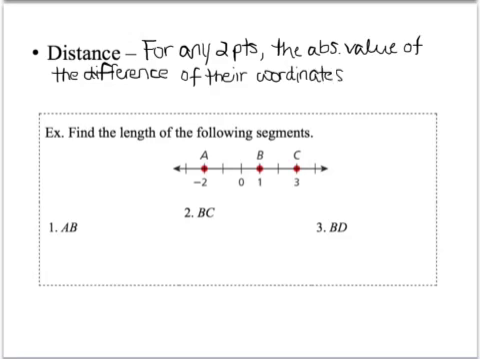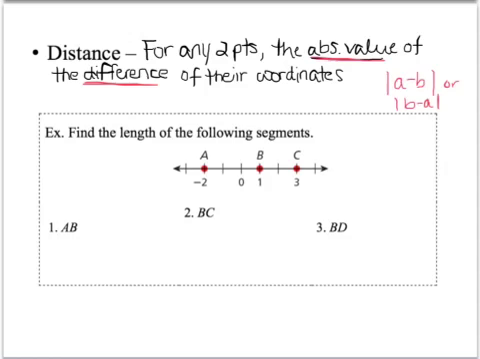Okay, so let's go ahead and break this down and talk about what this means. We have absolute value. So I know I'm going to use my absolute value symbols. And we talk about difference. And difference refers to the subtraction operation. So this is going to be A minus B, or it could be the absolute value of B minus A. Either way, you'll still get the same answer.